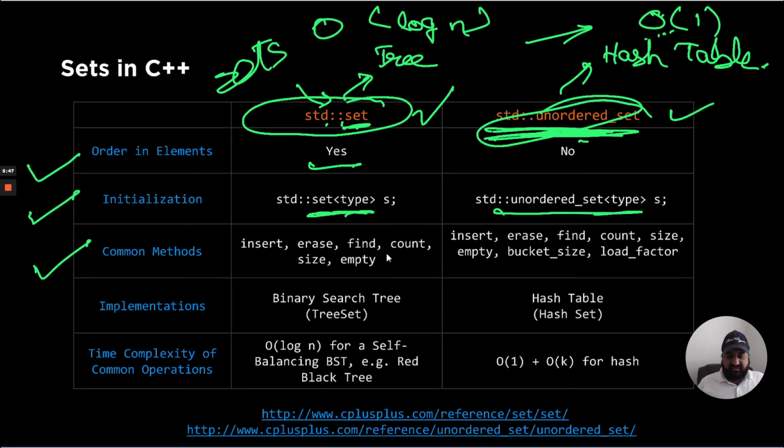You can read the entire interface at this link, but some of the common methods allowed by the set in the C++ STL are insert, erase, find, count, size, and empty. I'll go through each of them one by one. Insert inserts an element, erase erases an element in the set, and find searches for an element. Count returns the count of the element, which can only be 0 or 1 because sets do not contain duplicates. Size returns how many elements are in the set, and empty returns whether the set is empty or not.